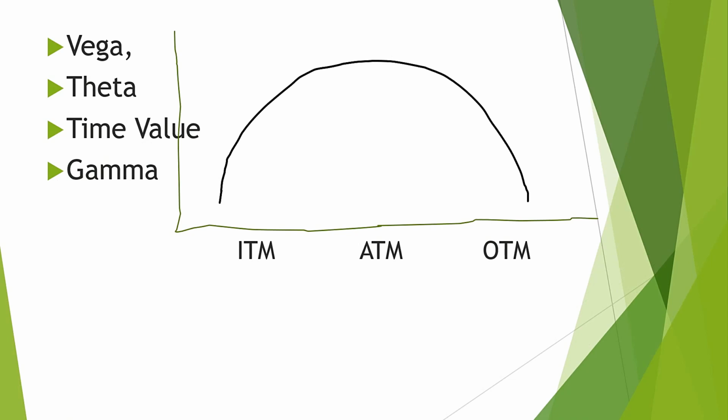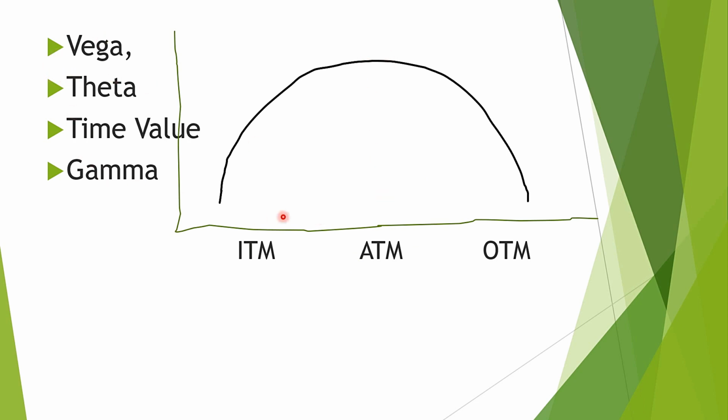Have a look at this curve. What do you understand by this curve? This curve shows impact of vega, theta and gamma. In short, effect of time value. And where is the impact maximum? Maximum impact of these vega, theta and gamma are at the money options.